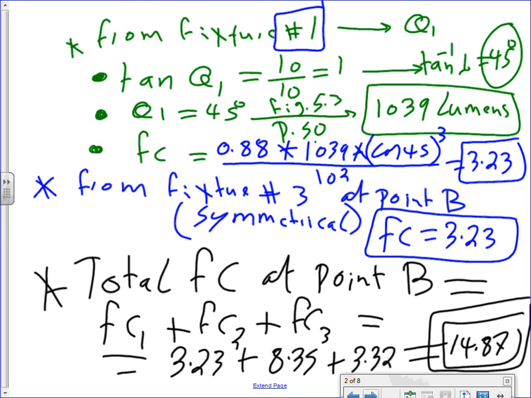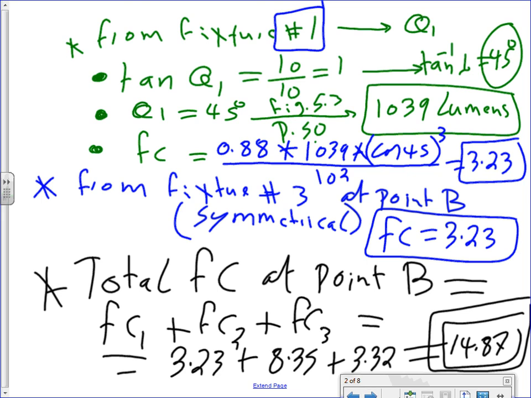Can you guys see that? The total foot candle from the 3 fixtures at Matt's head, which is point B, would be adding all these 3 together. Any comments, any questions? Can you guys see that? Everybody can see that? See how easy the calculation is? Does it make sense? Does it not make sense? Now that's the calculation at point B.